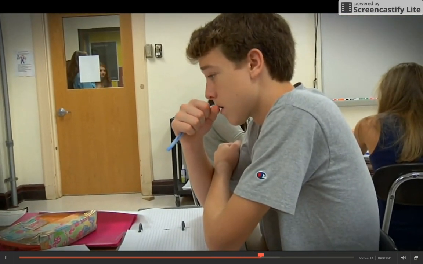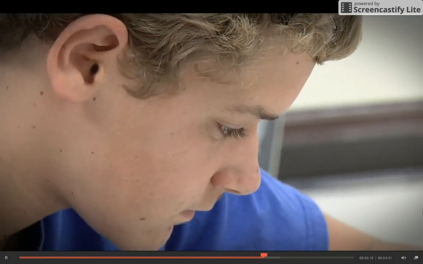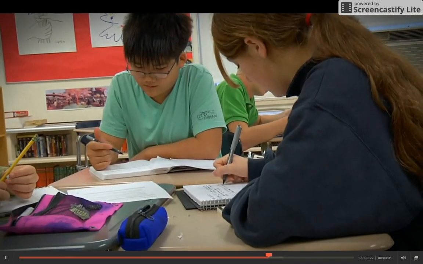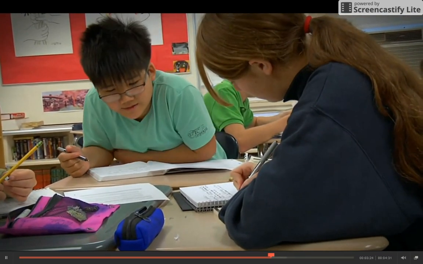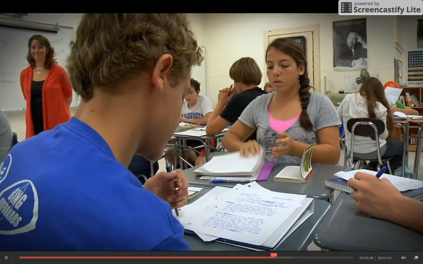If time allows, they can do a second draft, which I really like as well, because now they're editing together and proofreading together. And I think those are really important skills that sometimes, for students, because of time, get pushed aside.